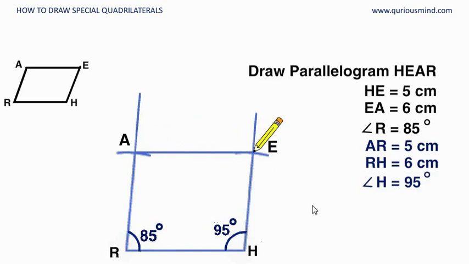So again, the concept is the same. Using the properties of special quadrilaterals, we should find additional dimensions so that we get 5 dimensions of a quadrilateral, which are helpful for us to draw the quadrilateral.